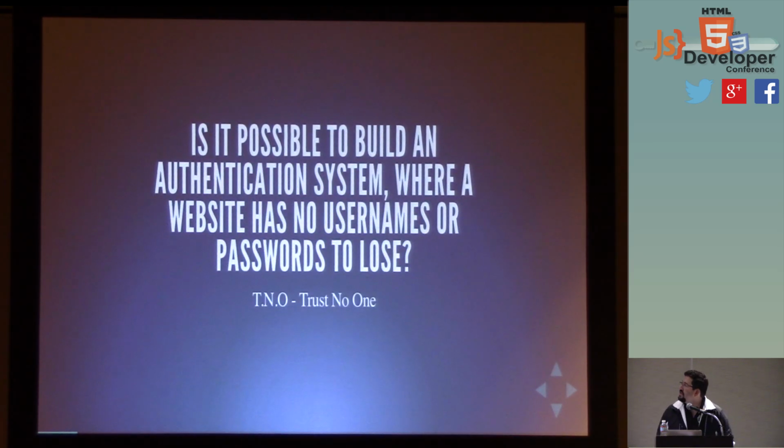So one of the questions that SQRL solves, or at least attempts to solve, is: is it possible to build an authentication system where the website has no usernames and passwords to lose? And this would be following the trust no one principle in security. It's a really famous principle. It's been around for a long time. But trust no one basically says that if you have a third party involved in your security transaction, or if you're trying to keep your data secret, you don't want to send it out to the internet before encrypting it, trust no one means that you are the only party that you can trust.